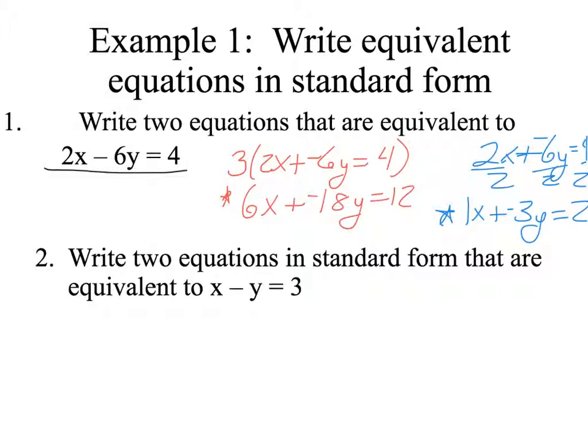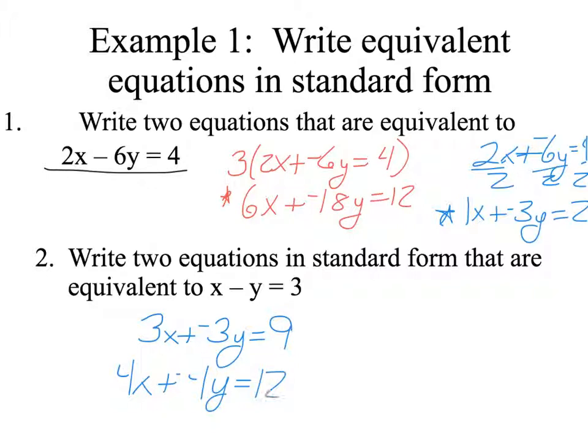So again, everybody could have different answers, but just two that I came up with. I multiplied the equation through by 3, so I got 3x plus negative 3y equaling 9. I also chose to multiply the equation through by 4. So 4x plus negative 4y equals 12. And again, your answers could be different than your neighbors depending on the values that you picked. But in the end, that base equation should remain the same.